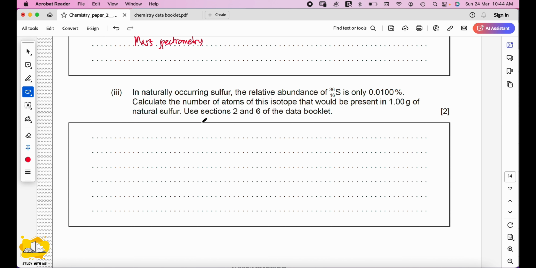In naturally occurring sulfur, the relative abundance of 36 S is only 0.01%. Calculate the number of atoms of this isotope that will be present in 1 gram of natural sulfur. So to calculate the amount of the atom, we need mole. And to calculate the mole, we need the amount of the relative abundance of 36 sulfur first.